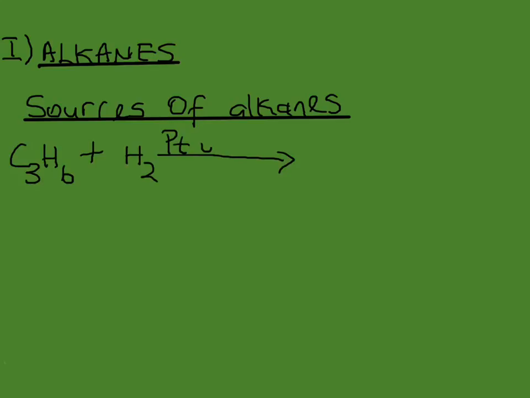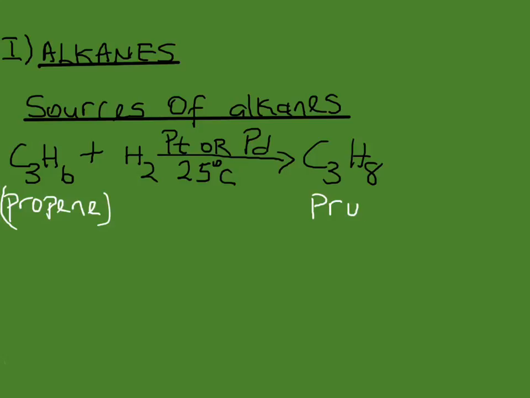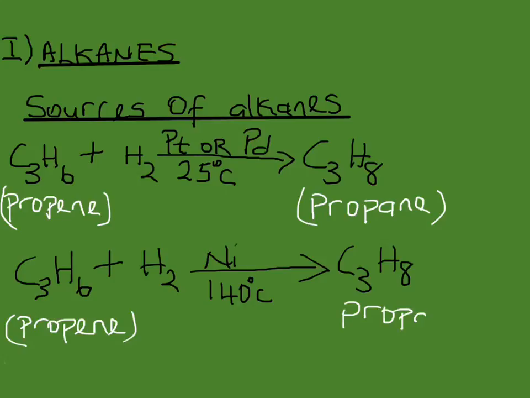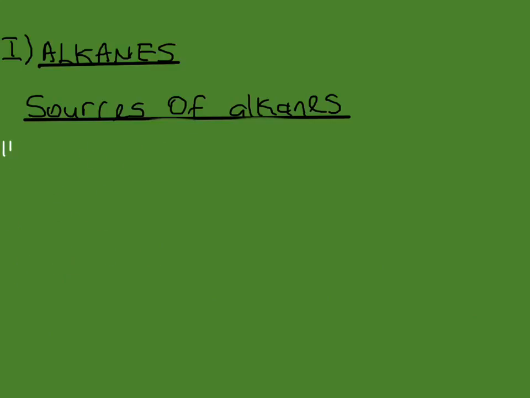Like the specific examples there, let's see how we can prepare propane. C3H6, that's propene, plus hydrogen. We use platinum or palladium catalyst at 25 degrees Celsius. It's going to yield our propane, C3H8. The next example is how we prepare this same propane from propene using nickel catalyst. The temperature there will be 140 degrees Celsius, like you can see on your screen. And that is it.